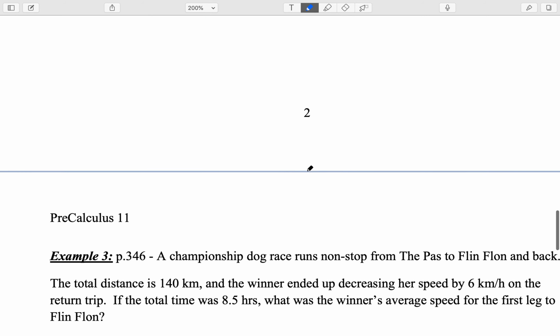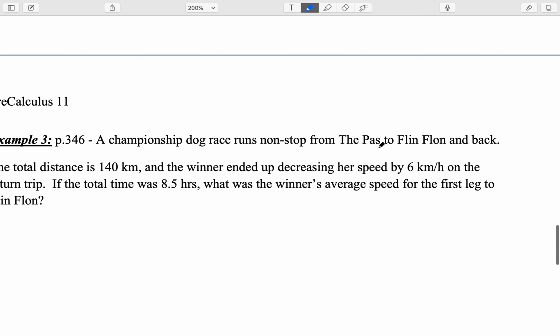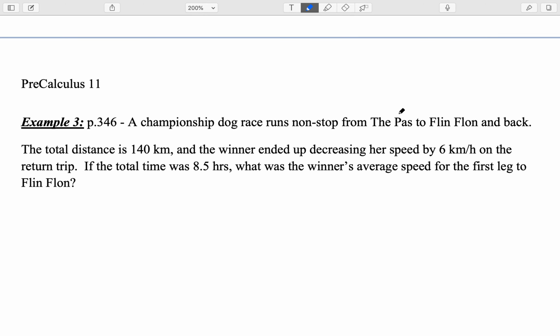Okay, last one. A championship dog race runs nonstop from the Paw to Flin Flon and back. That's right, the Paw. It's not the pass. The Paw and Flin Flon. These are two actual places in Manitoba, way up north. This one's named after Flintabody Flanatin, I think is the name. Believe it or not, that's real. That's somebody's actual name. Look it up, it's true.